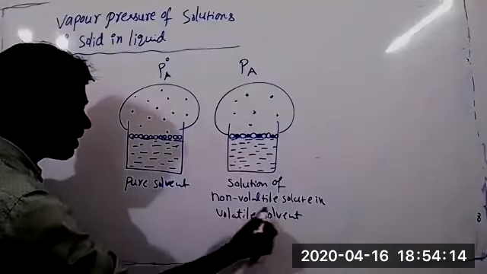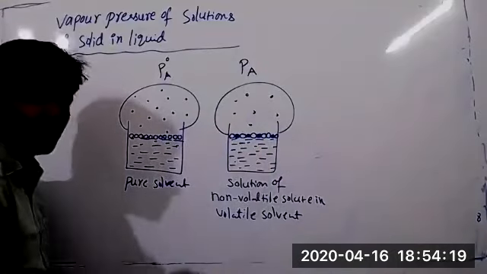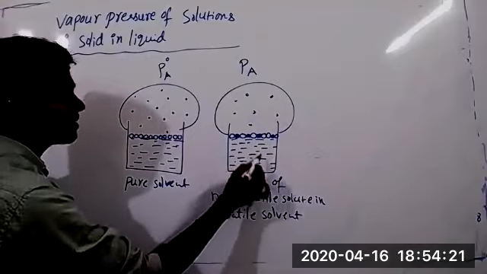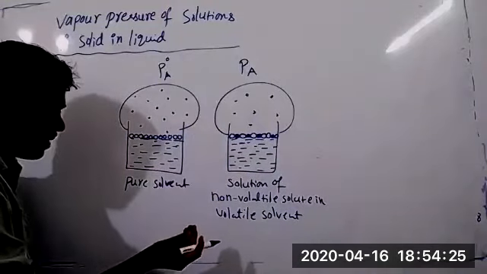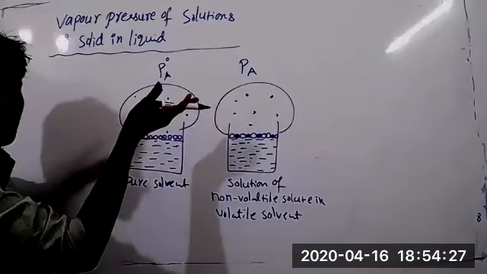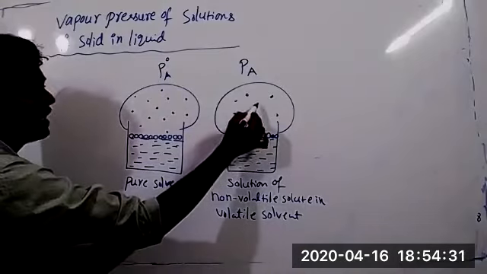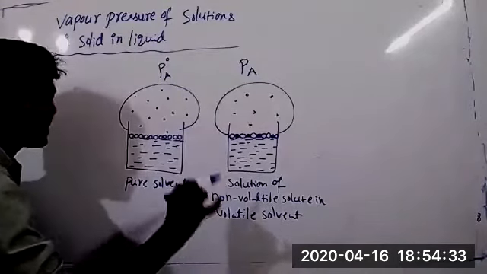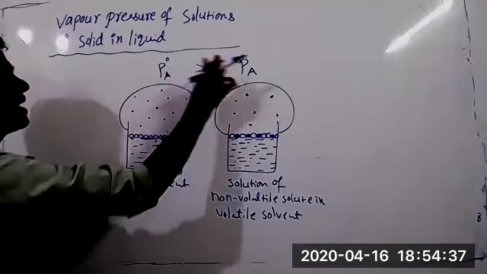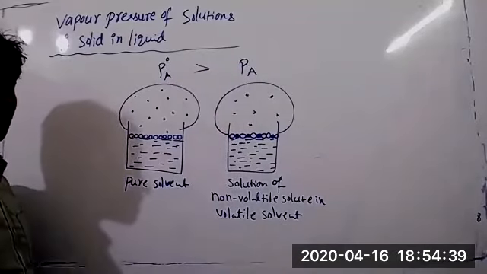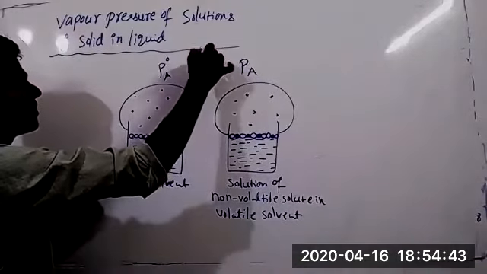I said solute is non-volatile. Solute does not convert to vapor. Only solvent is converted to vapor. Here some surface is covered with solute particles. That's why liquid particles cannot escape. They can't become vapor easily. That's why in a solution the vapor pressure is always lower than that of the pure solvent. So this is always bigger, this is a smaller value. Mind it, the further concept, colligative properties, completely depends upon this concept only.